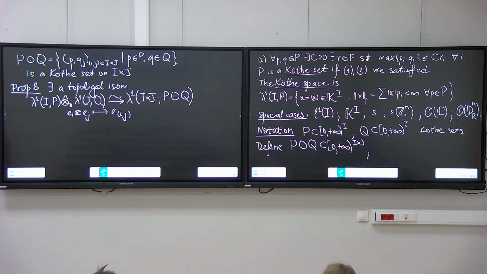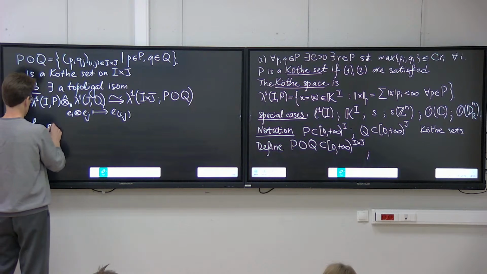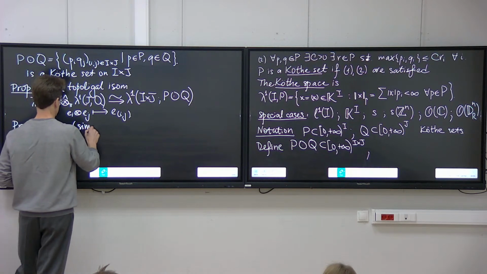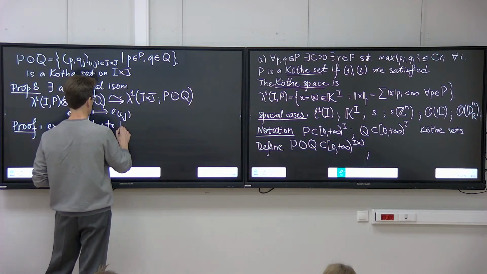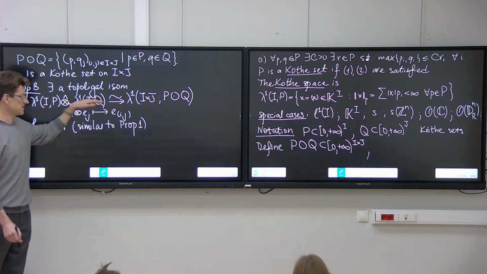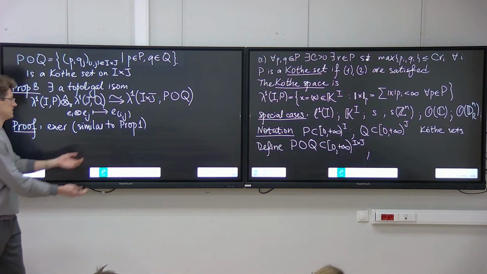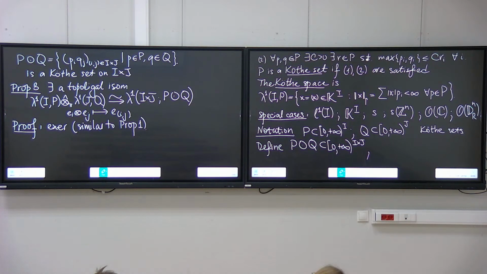The proof of this result is a slight modification of the proof for the little one spaces. So I'll leave this as an exercise for you. This is very similar to the proof of proposition 1. The arrow from left to right is constructed by the universal property of the projective tensor product, so we simply linearize the suitable bilinear map. And the right to left arrow is constructed as a sum of a suitable series which converges absolutely, and the absolute convergence follows from the definition of the Curtis space.